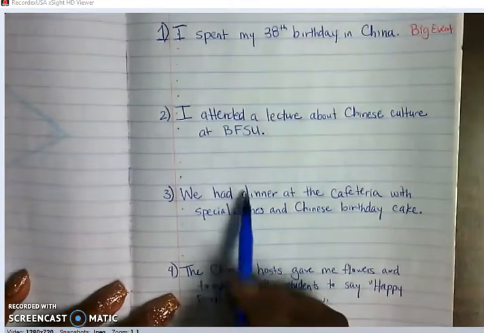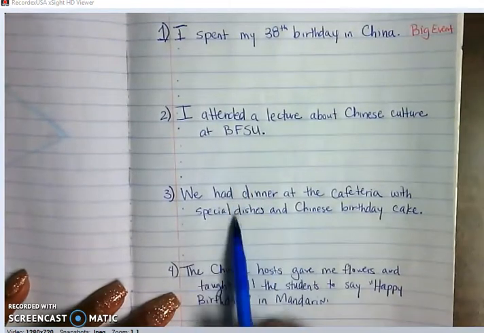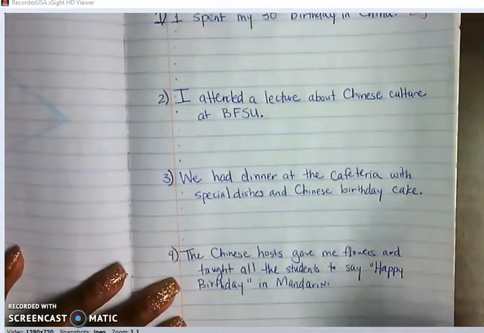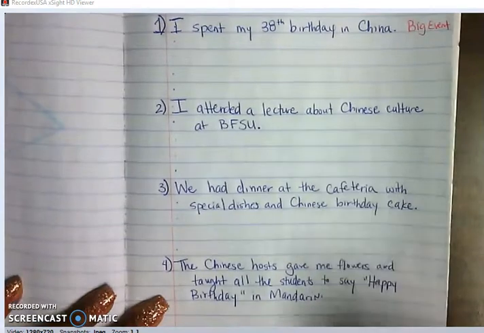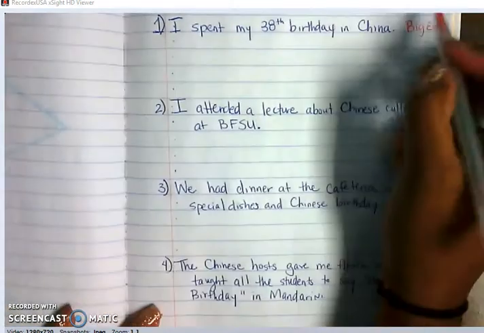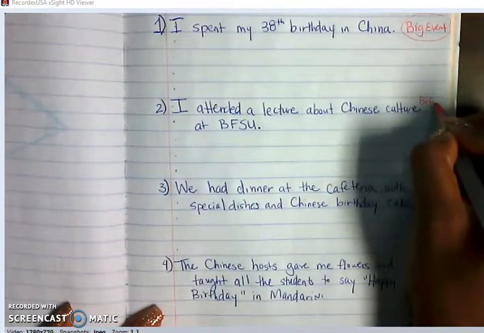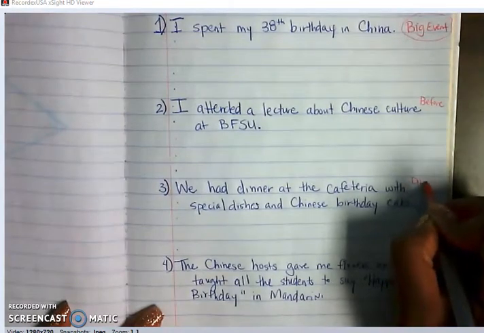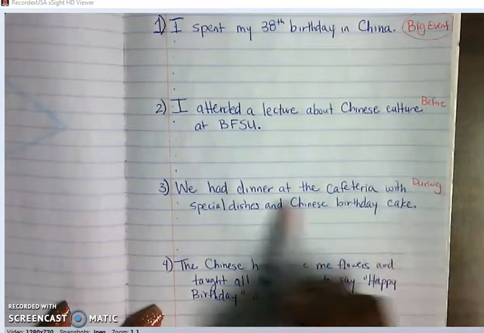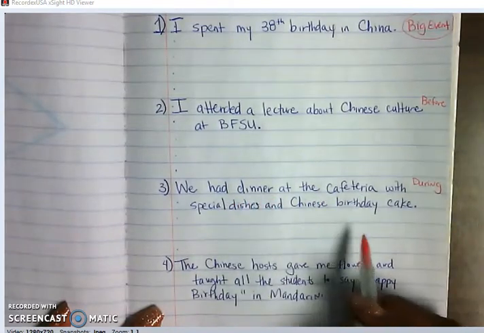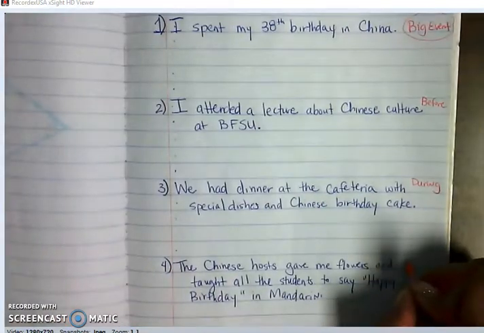This is my before my party, during my party, after my party. All of that is the big event. This is during, when we had the dinner at the cafeteria, and then this is after.